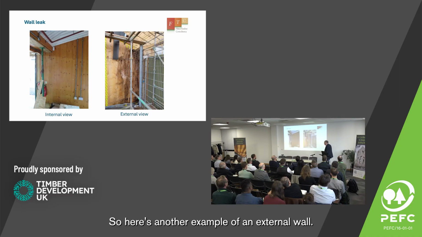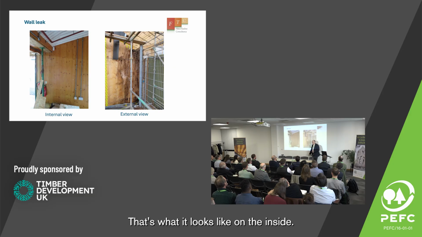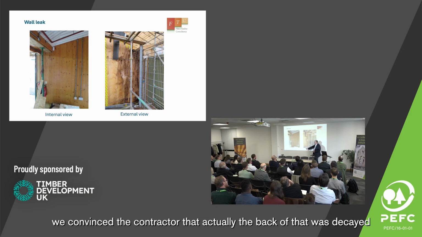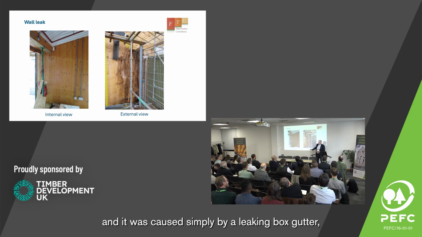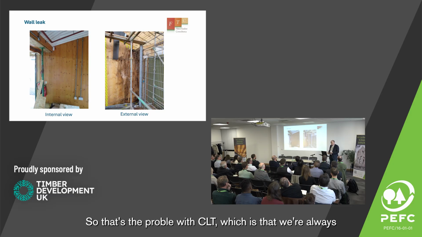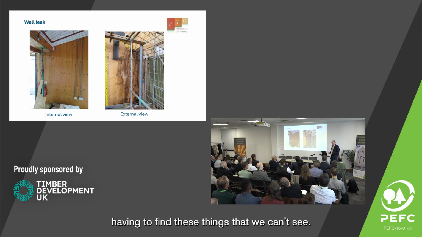Here's another example of an external wall. That's what it looked like on the inside, and that's what it looked like on the outside when we convinced the contractor that the back of that was decayed, caused simply by a leaking box gutter. But they didn't know about it because they couldn't see it. So that's the problem with CLT: we're always having to find these things that we can't see.